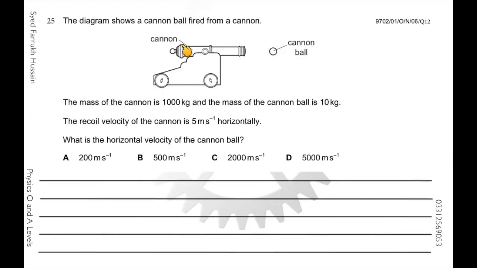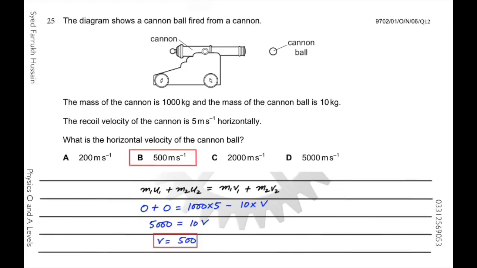Two objects, cannon and cannonball, initially at rest. After collision they recoil, which means they move in opposite direction. So according to law of conservation of momentum, 0 plus 0 is equal to 1000 times 5 minus 10 times v. Speed of cannonball is unknown, so v is actually 500.